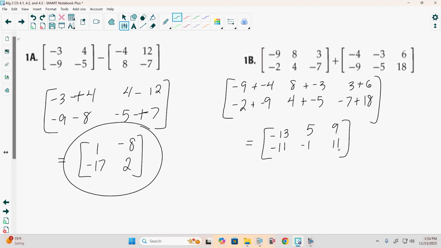Questions on addition, subtraction? We feel comfortable with addition, subtraction. I mean, we've done addition, subtraction before. This is nothing new.